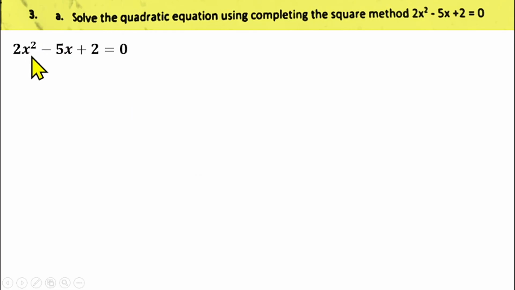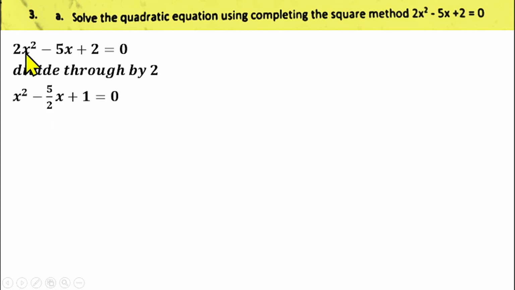So we have 2x squared minus 5x plus 2 equals 0. The first thing to do is to make sure that the coefficient of x squared is 1. So you divide through by 2, and you'll have x squared minus 5 over 2 x plus 2 divided by 2 gives 1, equals 0 divided by 2 gives 0. Then take this constant to the other side. That gives us x squared minus 5 over 2 x equals minus 1.